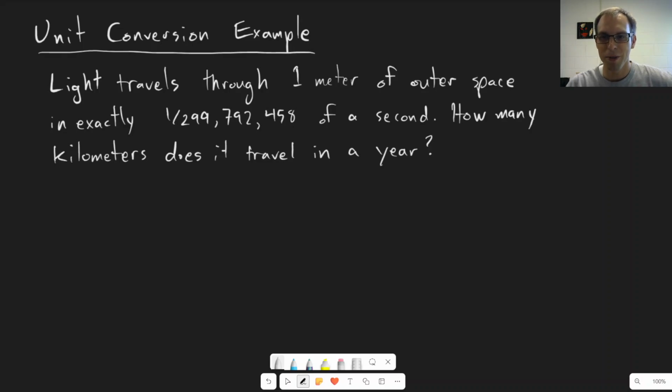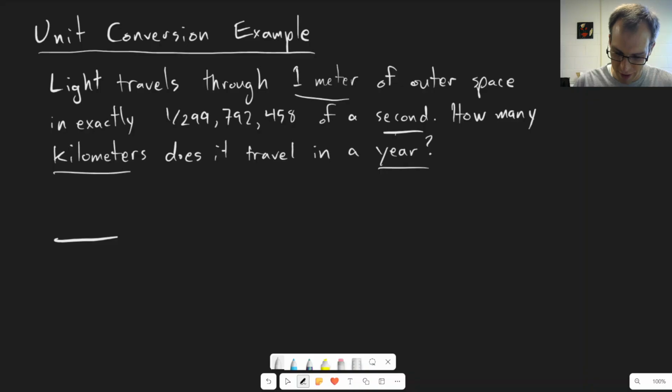So we actually have a couple different conversions here. First, we're given information in meters and seconds, but we're asked how many kilometers in a year. So we have two different unit conversions that we need to worry about. So let's go over, first of all, what do we know? We have a time in seconds, and we have our distance in meters.